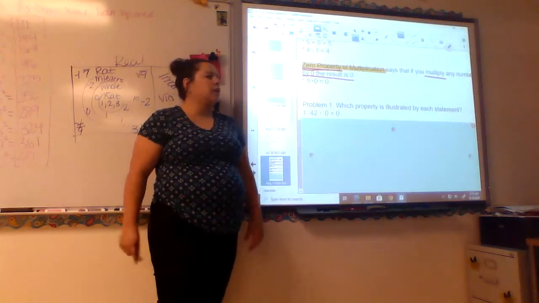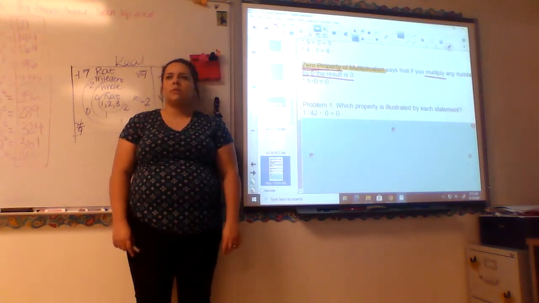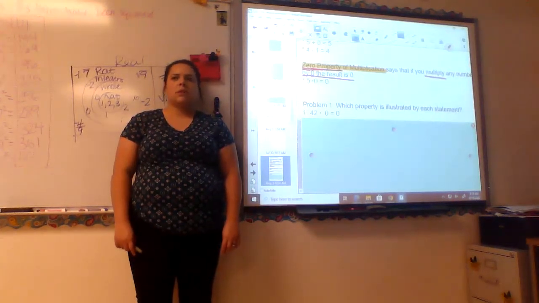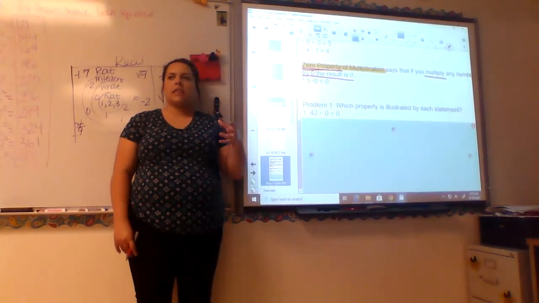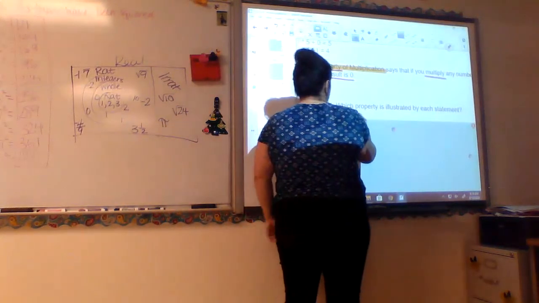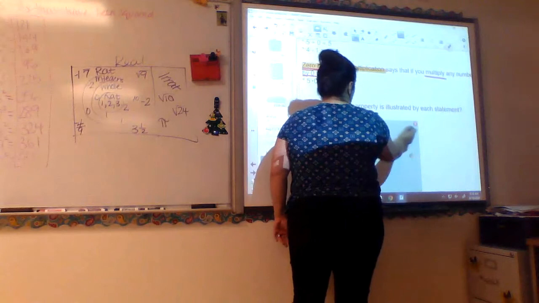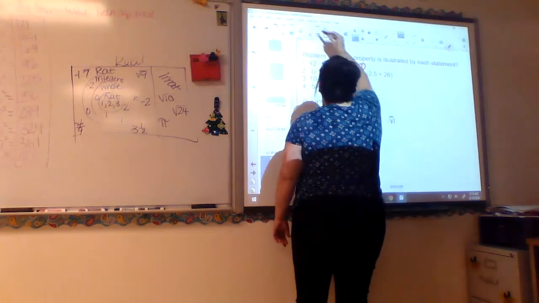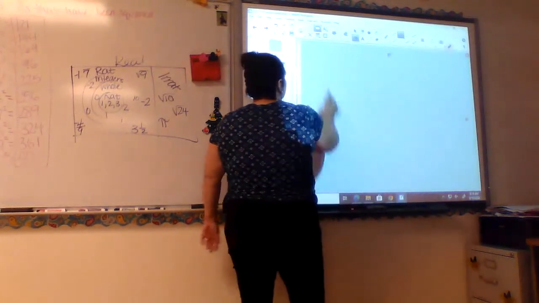Alright, so this first one, 42 times 0 is equal to 0. This is the zero property. And the zero property says that anything times 0 is still 0. So I'm just going to write 0 here so that I know that that's the zero property. And I'm going to move this up.